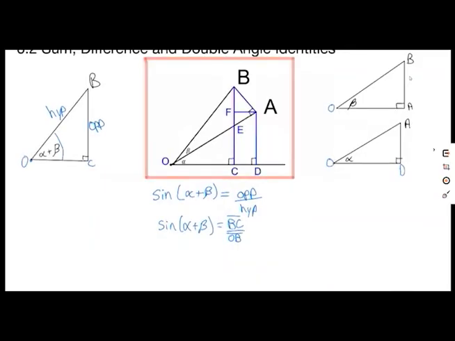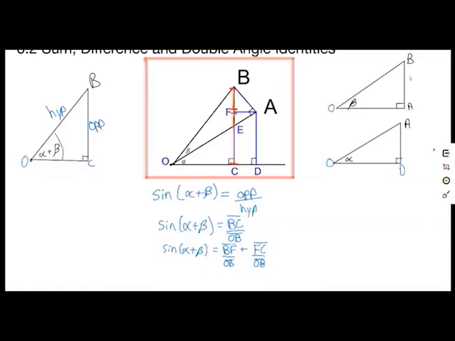Now I'm going to look at side length BC, and I'm going to see in the diagram that I can actually split that up into BF plus FC. I'm going to draw that line AF in there, which splits BC up into two parts. And so I can rewrite the sine of alpha plus beta. I will change the numerator to BF plus FC. Both of those, of course, are still being divided by OB.